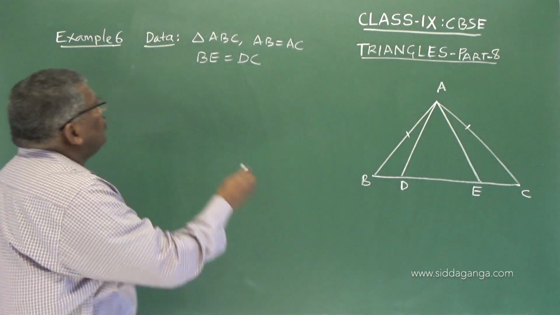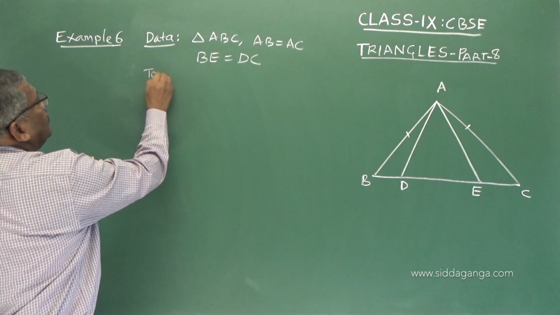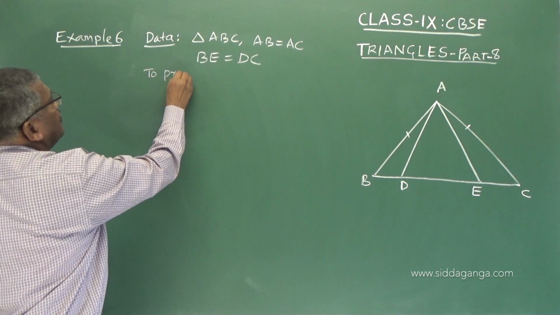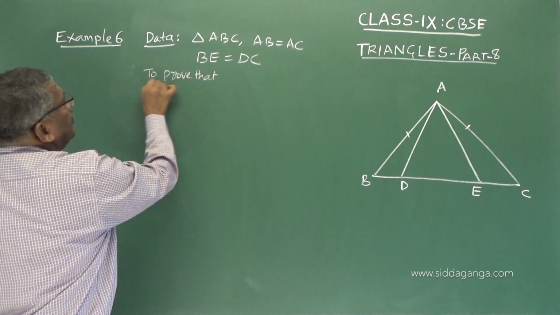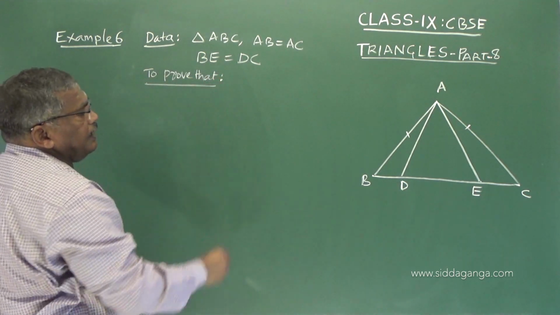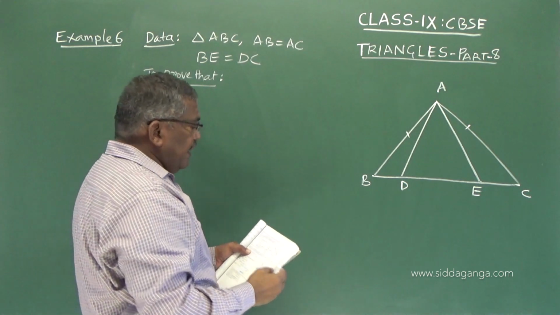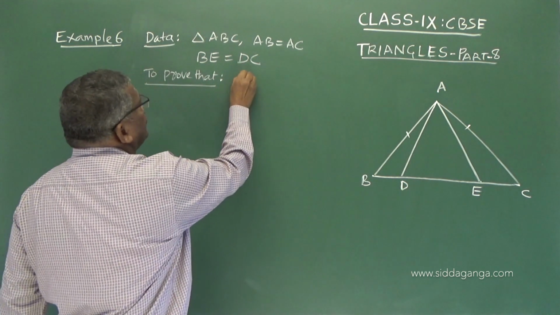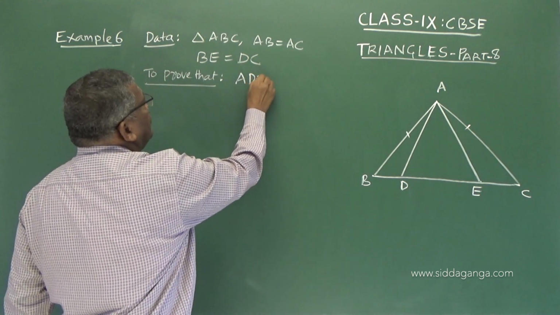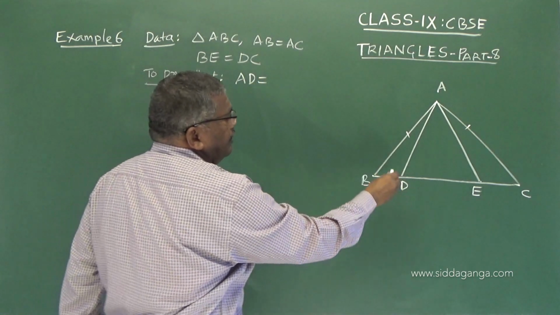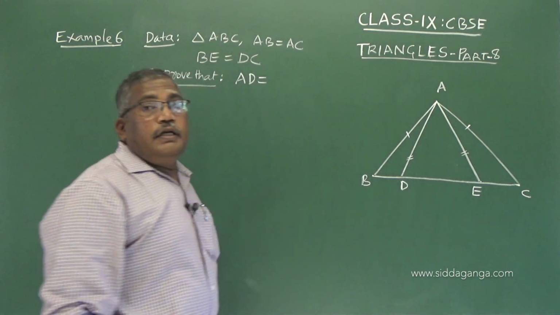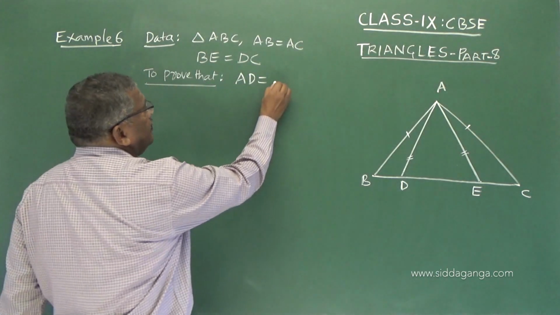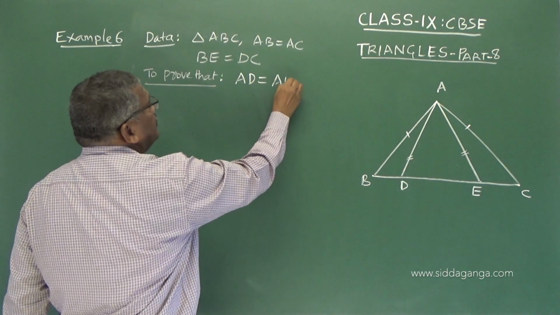Now, what is to be proved is that AD equals AE. So, we have to show that these two sides are equal in length, AD is equal to AE. This is to be proved.